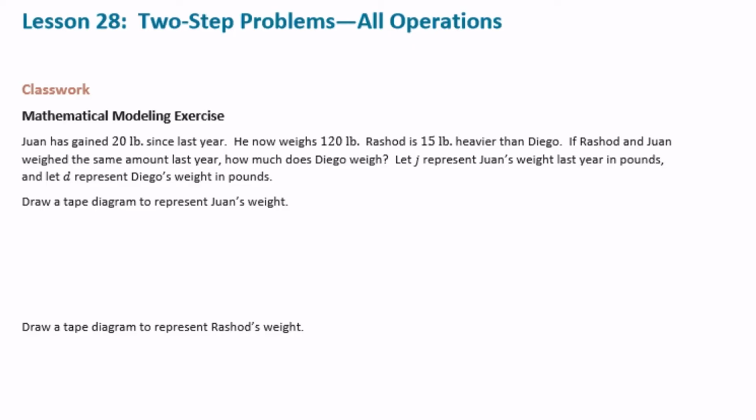Let J represent Juan's weight last year in pounds, and let D represent Diego's weight in pounds. Draw a tape diagram to represent Juan's weight. So what we know about Juan's weight is that he's gained 20 pounds since last year, and he now weighs 120 pounds.